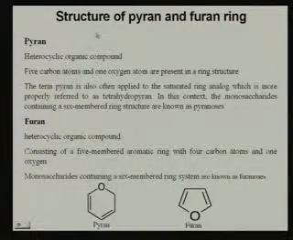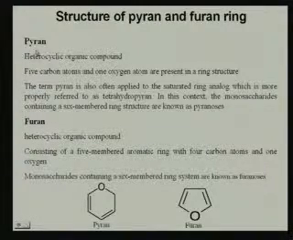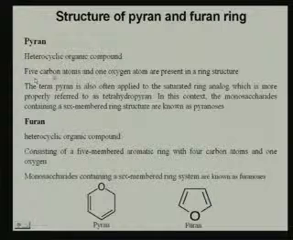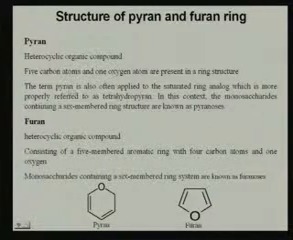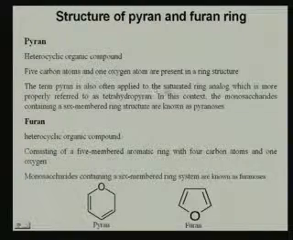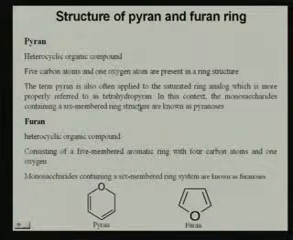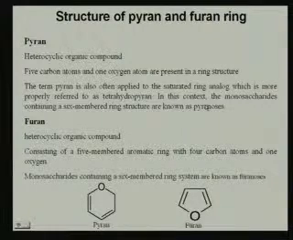Now these structures are denoted as the pyran and the furan ring. What is pyran and furan? It is a heterocyclic organic compound. The 5 carbon atoms and 1 oxygen atom are present in a ring structure, and the term pyran is also often applied to the saturated ring analog, which is more properly referred to as tetrahydropyran. In this context, the monosaccharides containing a 6-membered ring structure are known as the pyranoses.